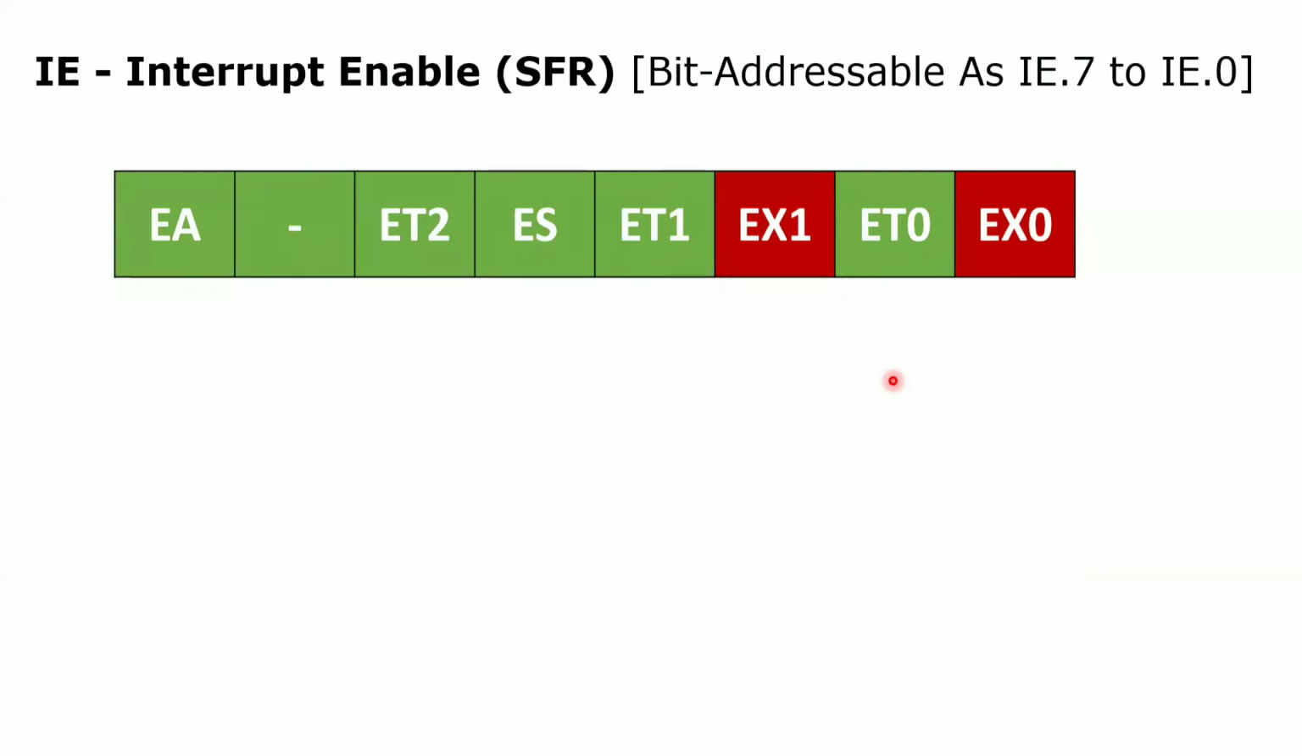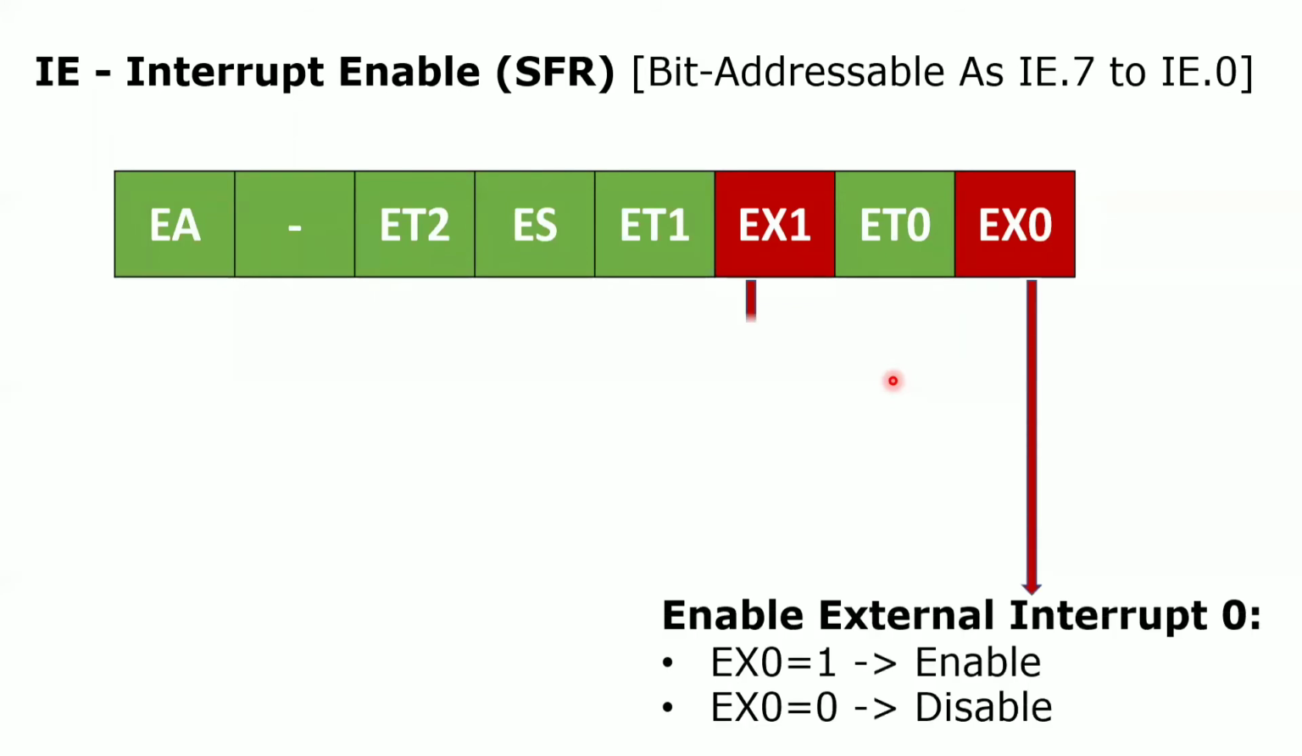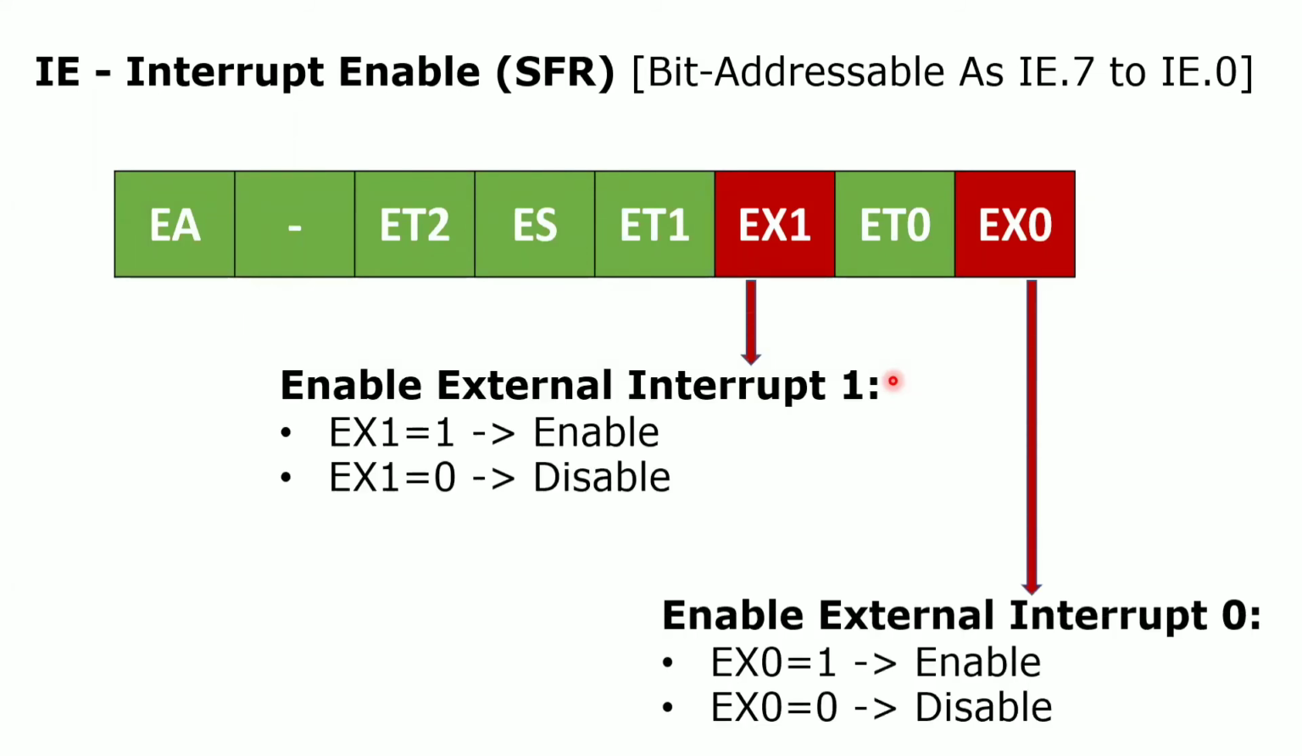The name itself indicates interrupt enable, which means we can disable an interrupt or we can enable the interrupt. So if you don't want an interrupt, we can just disable it. Now if you want the interrupt, you can enable it. Now if you take these two bits EX0 and EX1, which are called enable external interrupt 0 and enable external interrupt 1, whenever you write 1 here, it will enable this interrupt. Whenever you write 0, it will disable the interrupt. Same goes for external interrupt 1 also.